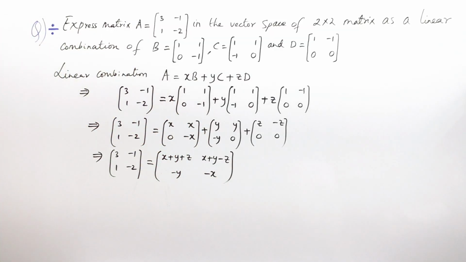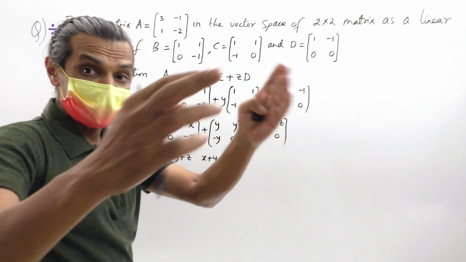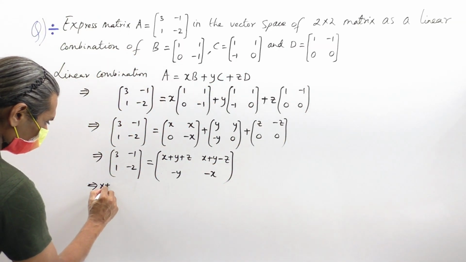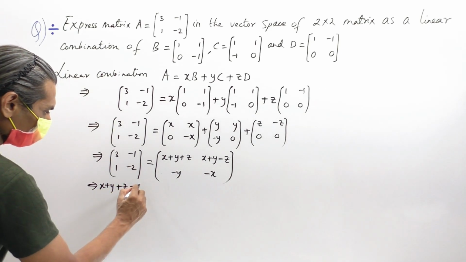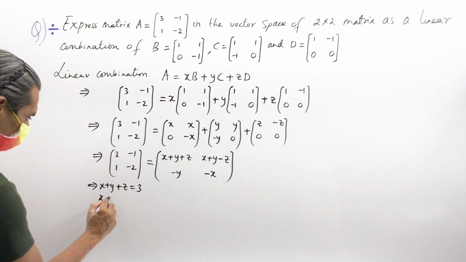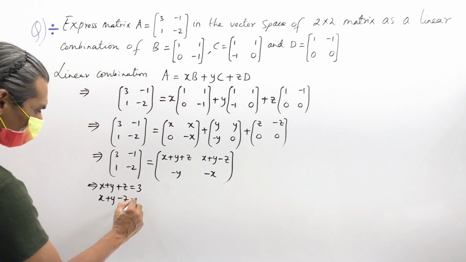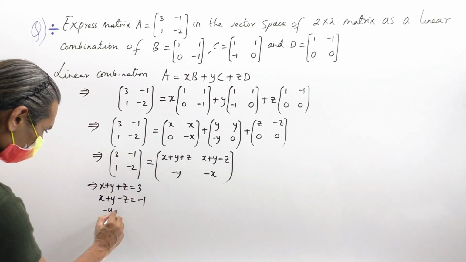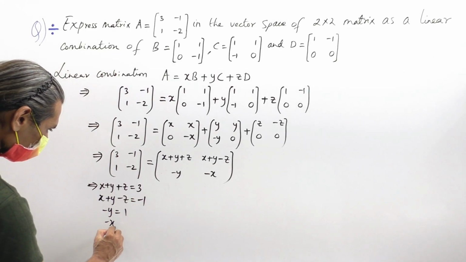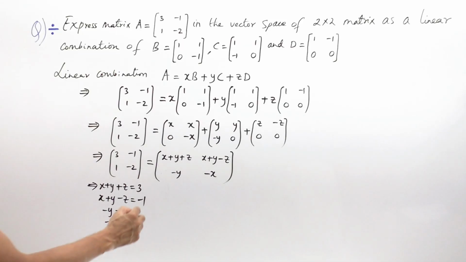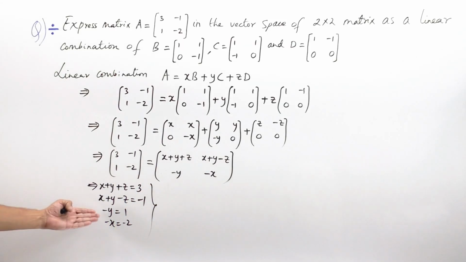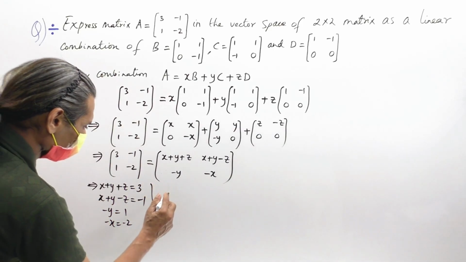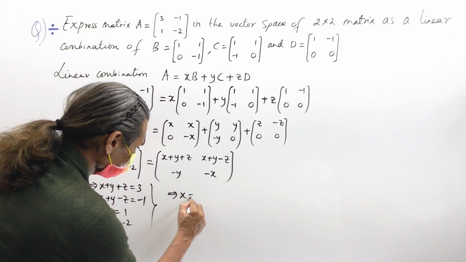That's all. Beautiful. Now, if you compare both the LHS and RHS, we can write this as x plus y plus z equals 3, then x plus y minus z equals minus 1, and minus y equals 1 and minus x equals minus 2. That's what we have here. Now from this, this is a damn simple solution. Directly you have the solution here. Minus x equals minus 2, it implies x equals 2.